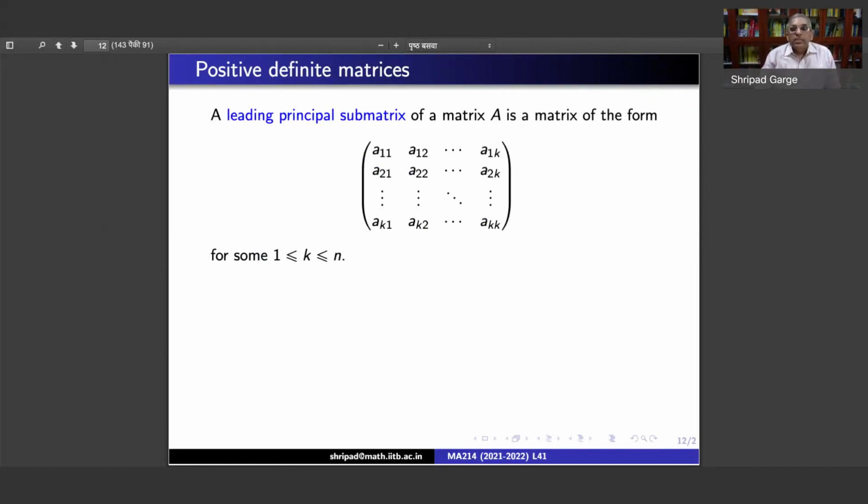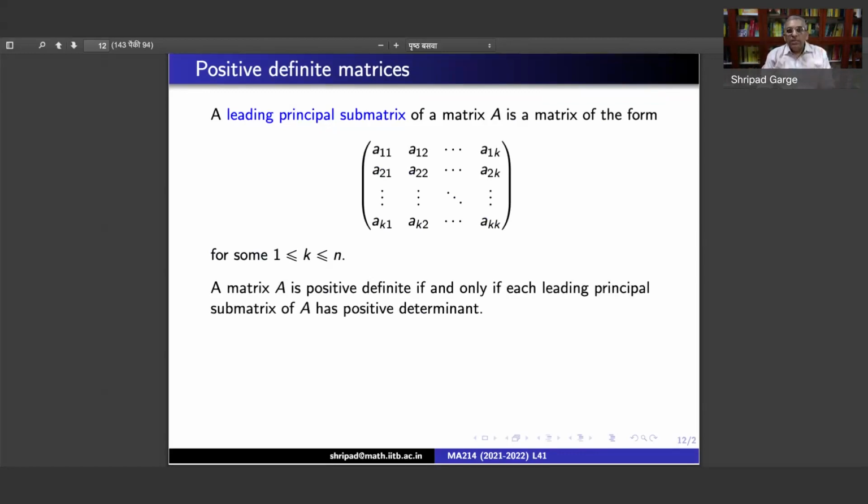Now the condition is coming: a matrix A is positive definite if and only if each leading principal submatrix has positive determinant. A very easy thing to verify. You don't have to look at x transpose Ax and then compute it and write it as a sum of squares. That does not have to be done. You have to just form these n leading principal submatrices and compute their determinants. They all have to be positive. That's the only thing you need.